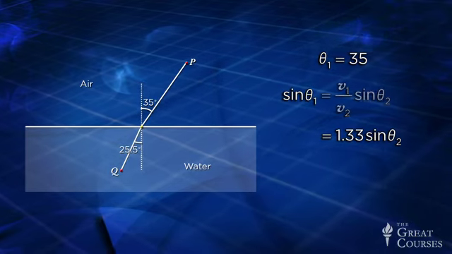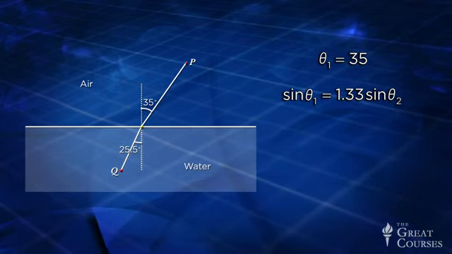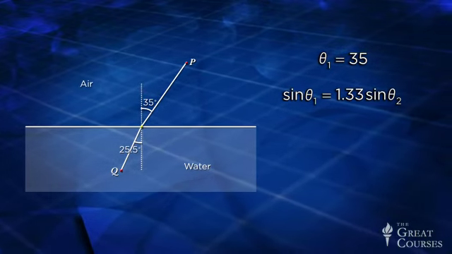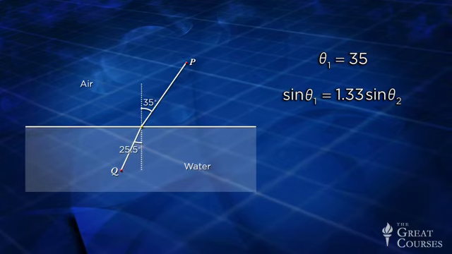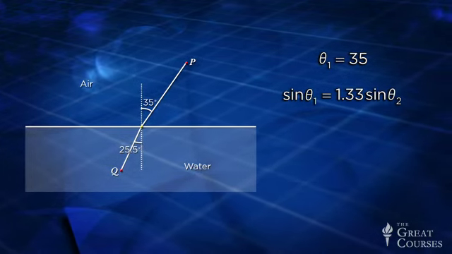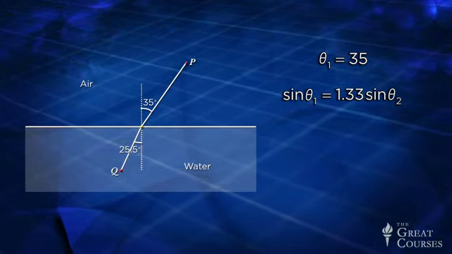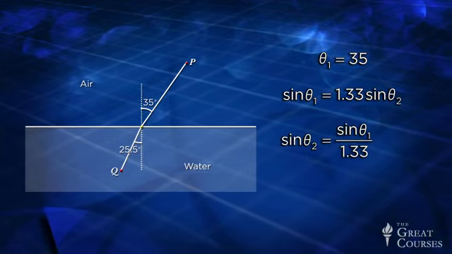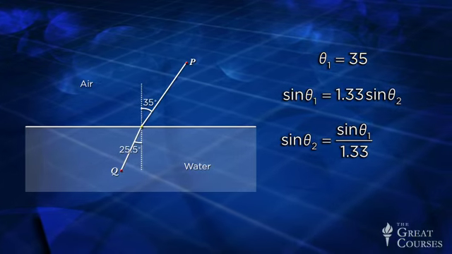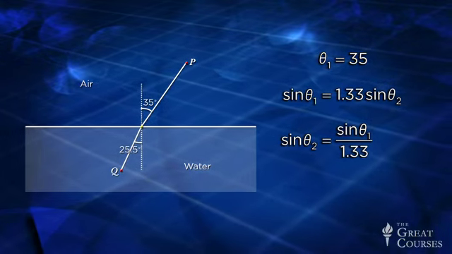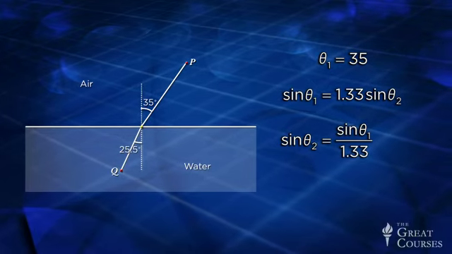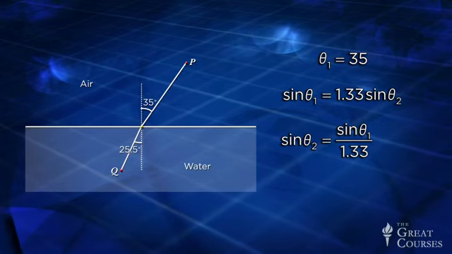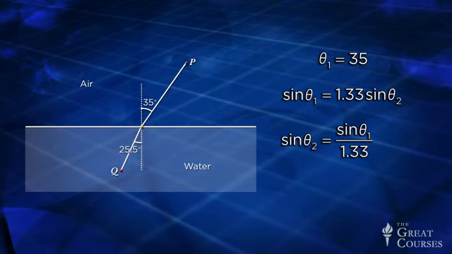So I have sine of theta 1 is 1.33 sine of theta 2. I know what theta 1 is, 35. What I don't know is theta 2, the angle in the water. So let's solve for sine of theta 2. That would be sine of theta 1 over 1.33. Now you get out a calculator and compute the sine of 35 degrees. That's some number divided by 1.33, and you get some other number.